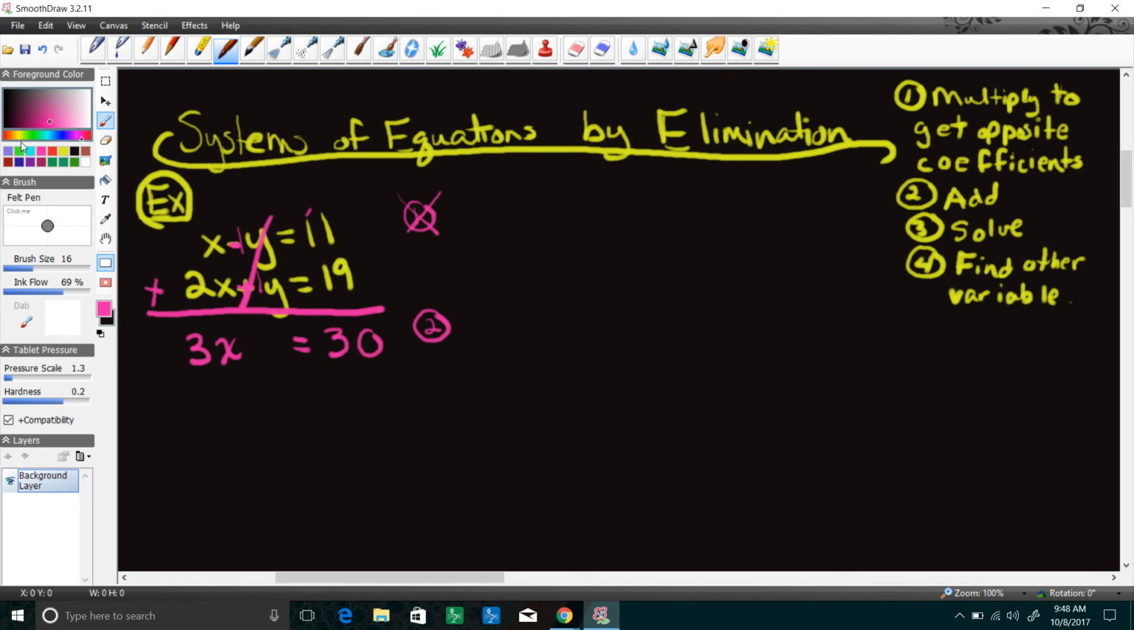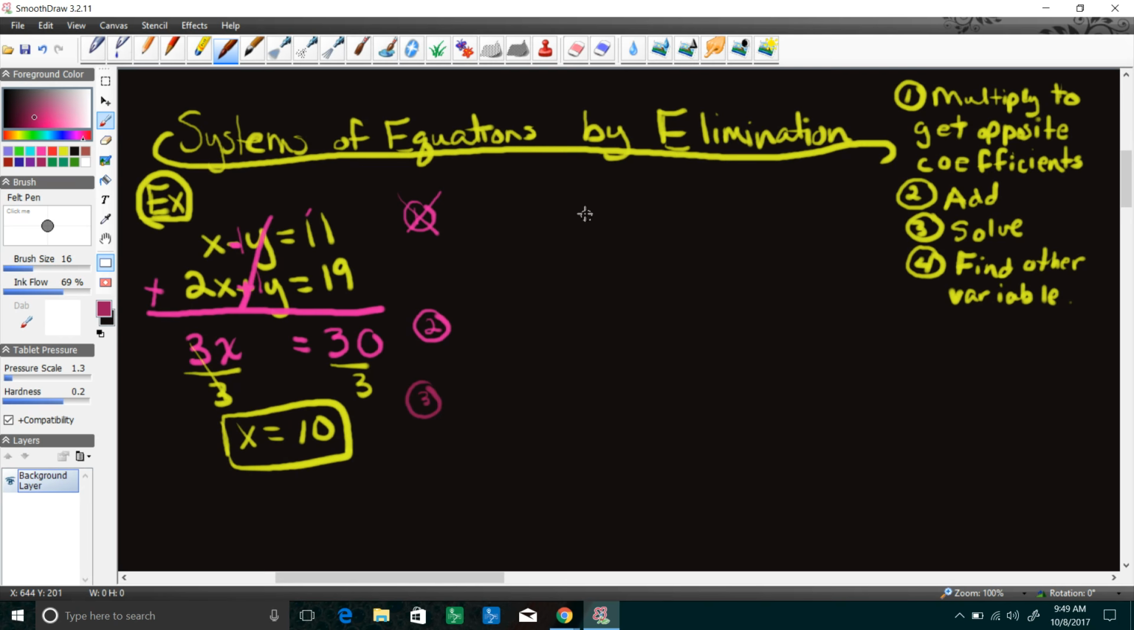Okay, then we're going to solve, which is step number 3. So from here, I'm going to solve for x, so I just divide both sides by 3, which leaves me with x is equal to 10. And that was step number 3. So see, we're already almost done with this first problem. The last part is to find the other variables. So we need to find the y that goes with this x.